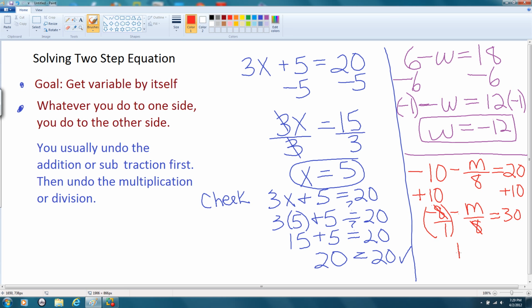On the left side, I am left with just m. But since I multiplied the left side by -8, I have to do that to the right side also. I didn't leave myself room to do that, but I'm just going to put -8 here. That's 30 times -8. And so I get 30 times -8 is -240. And that is my answer.